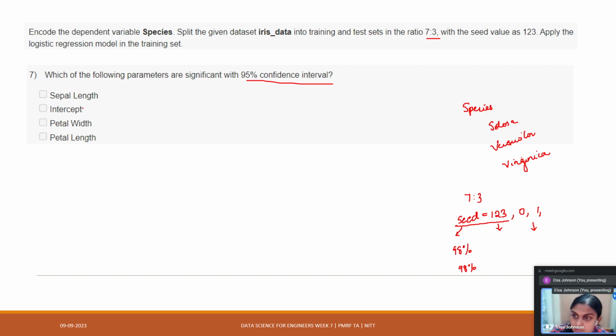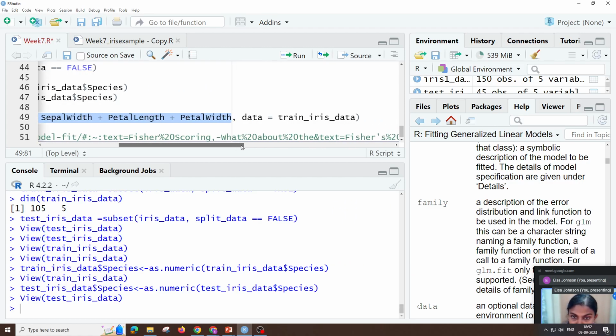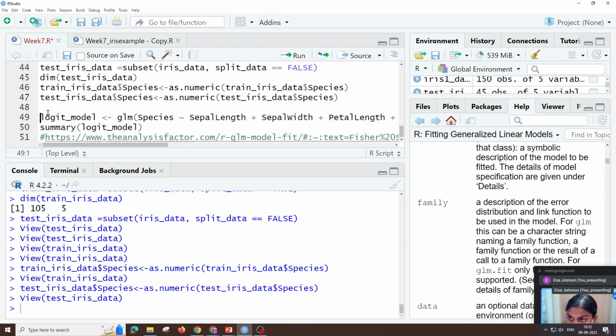Okay, so in this case we have to find out which are the significant parameters. For that we will run this particular thing. The data is from the train iris data, because we are not touching the test data right now. Test data will be used for prediction. Train data is where you will be training your model.